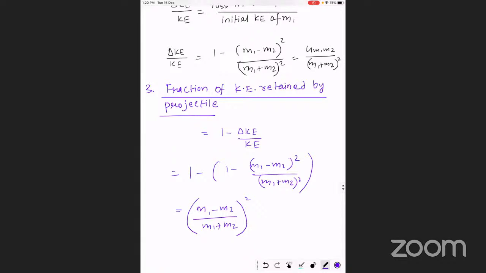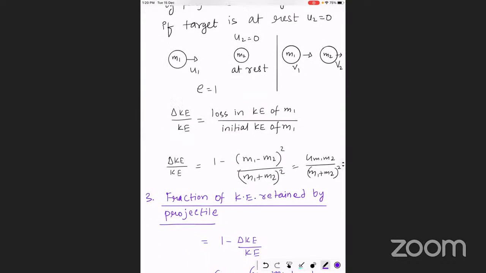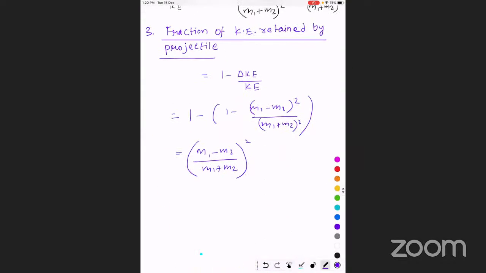Okay. Now one more special point for the oblique collision. I believe you remember this. Oblique elastic collision.